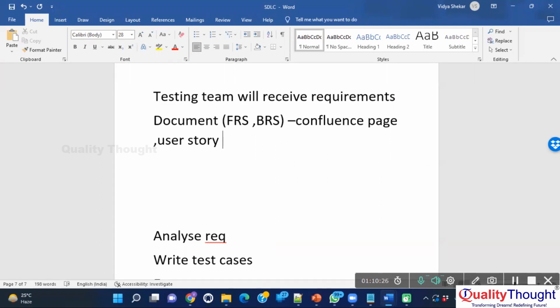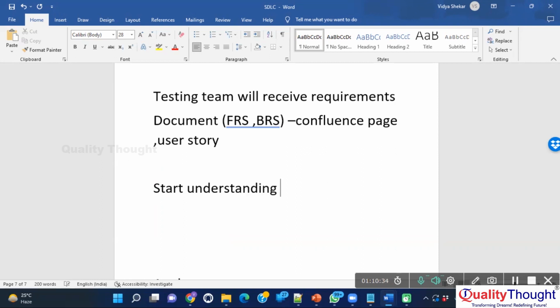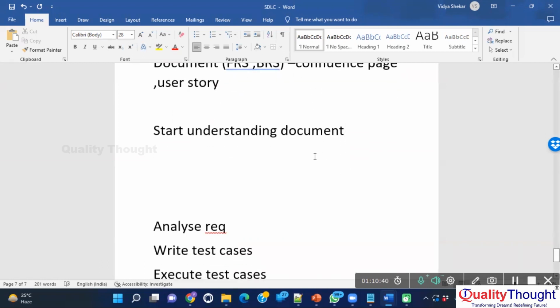Once you receive this document, what do you need to do? You need to understand, right? Start understanding the document.